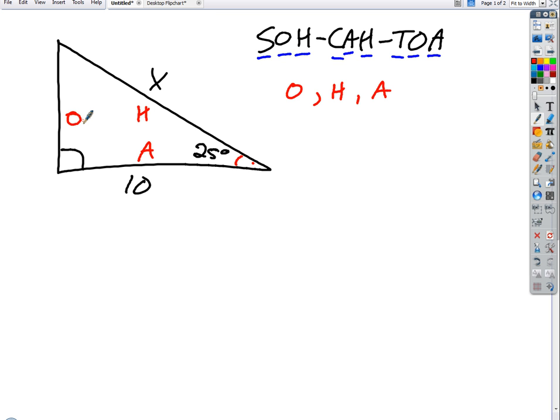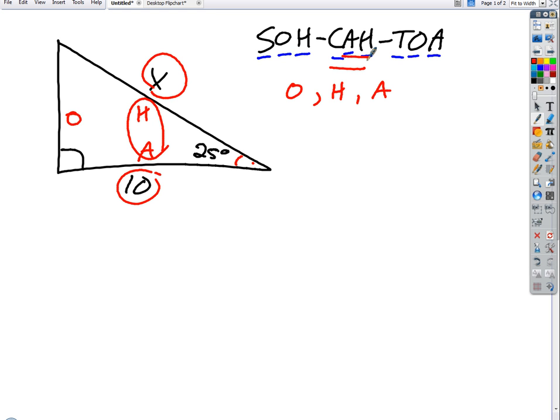Say it again. Cosine. Yeah, good. We want to use cosine. Very good. And what's the reason for using cosine? Because I need to find the hypotenuse and I know the adjacent side, right? So these are the two that I want to use because I know this one and I'm trying to find that one. So I want to find the one that uses A and H, right?